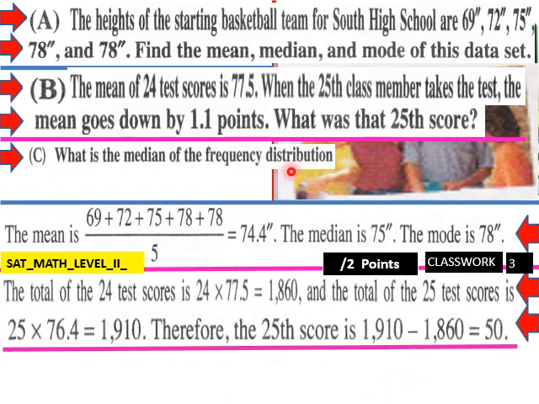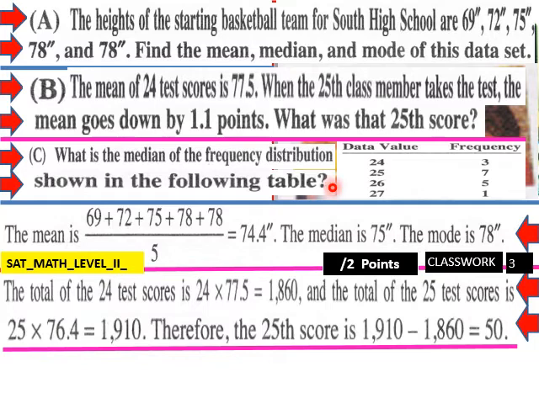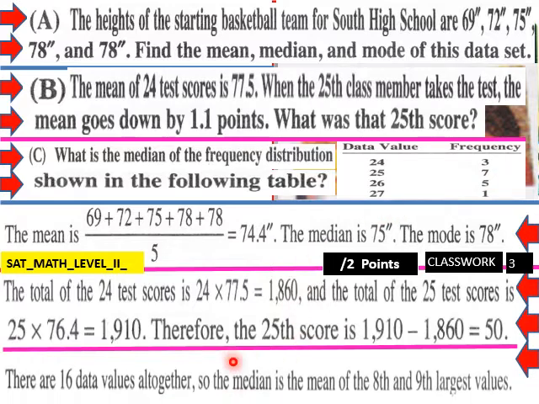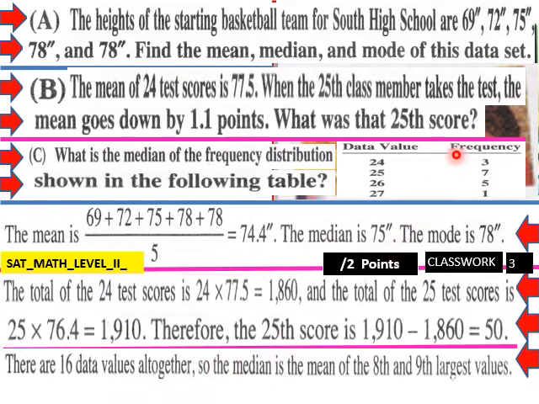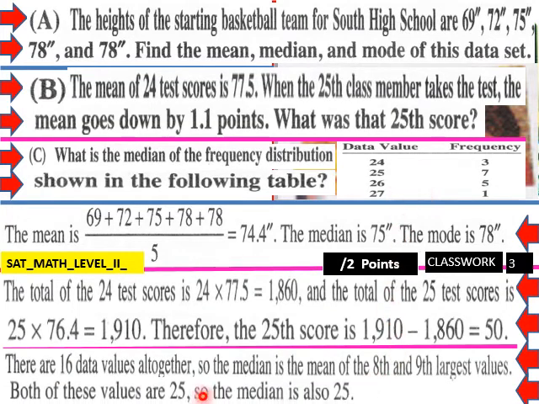What is the median of the frequency distribution shown in this following table right here? Here are our data values, and here's the frequency of each one of these data values. There are 16 values altogether: 3, 7, 5, and 1 is 16. So the median is the mean of the 8th and 9th largest. So number 8 and number 9 of these values here would be our median. These would be the 8th and 9th values here. 1, 5 would be 6, and 7 would be 13. So it'll be within the 25th data value there. So the median would be 20.